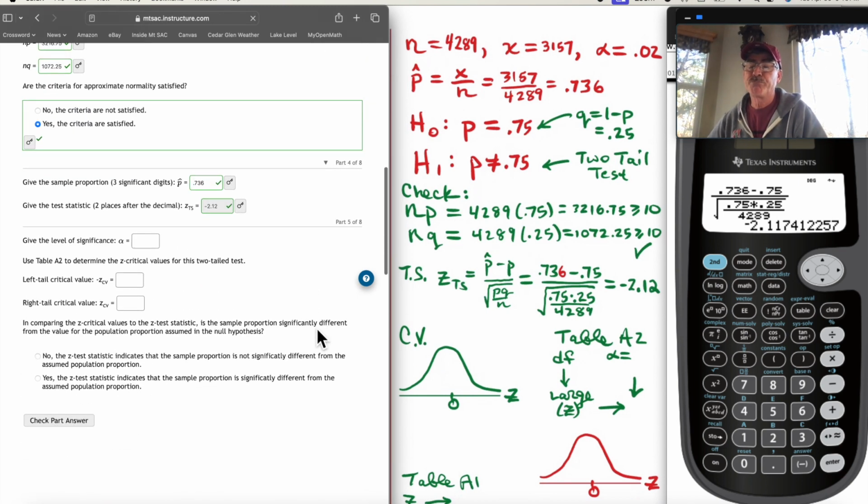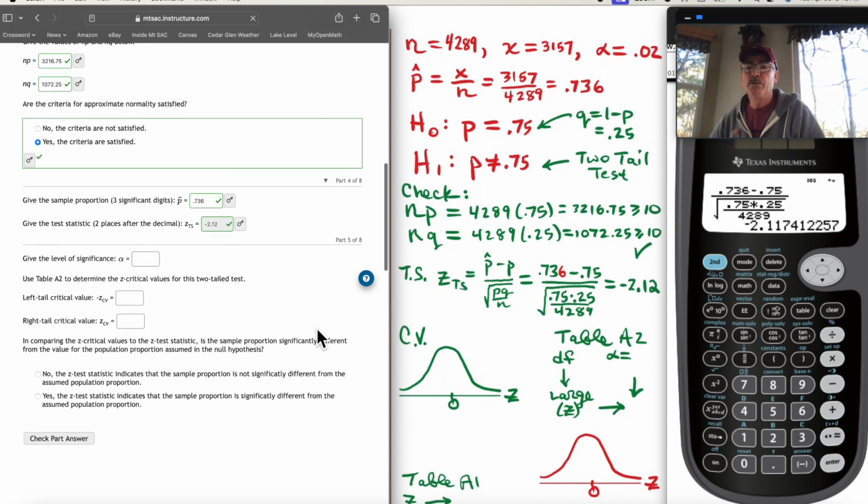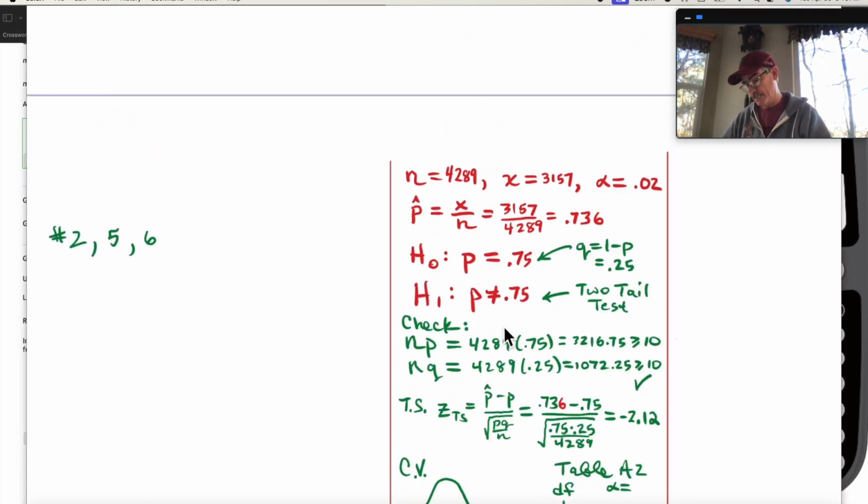Looking good. Okay, and now testing for significance. We need that alpha value, which is the level of significance. We've already said it was 0.02. And the critical values. Now this one's a two-tailed test, as we've denoted over here. And so we need to look up a negative and a positive critical value from table A2. So let me go ahead and slide up to that. Again, it's a 0.02 and a two-tailed test.